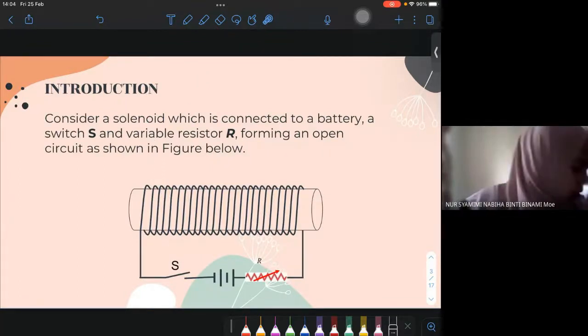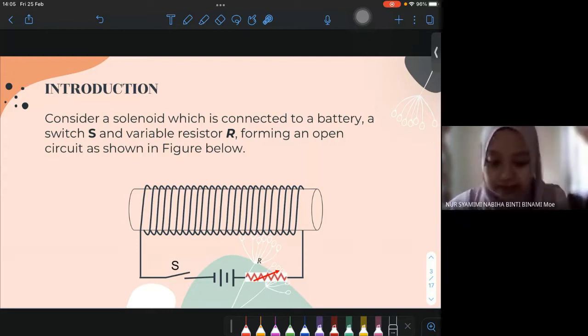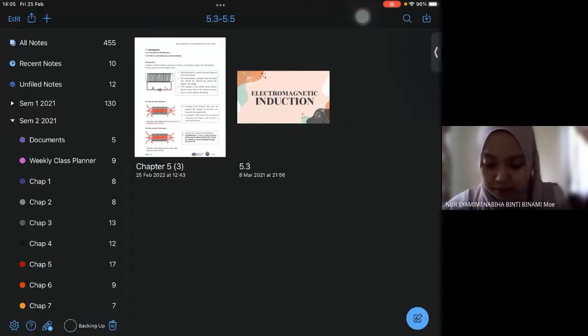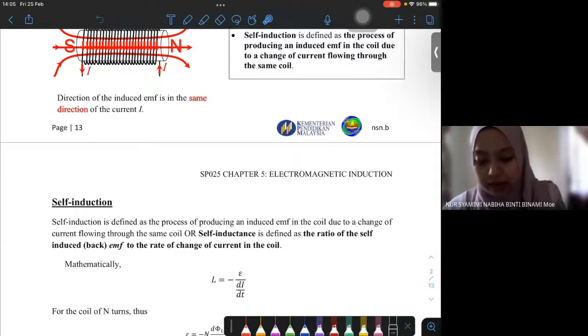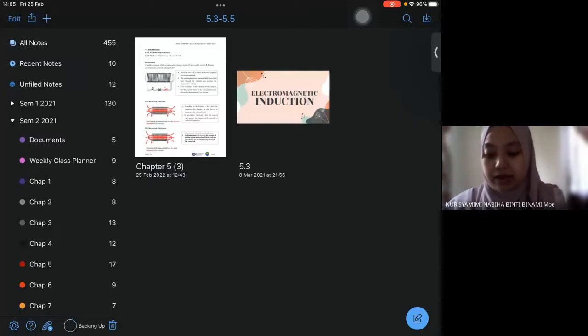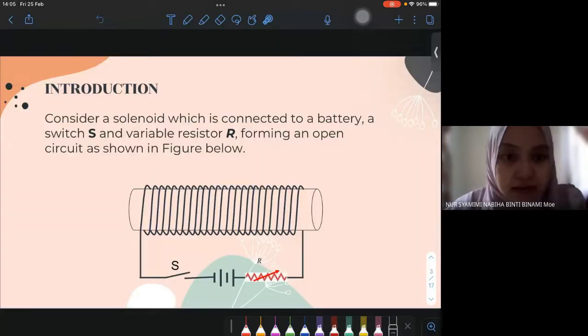Tengok nota kamu muka surat berapa? Self-inductance. Your notes page 13. So apakah self-inductance? From the introduction, you have a solenoid. Consider a solenoid which is connected to a battery, a switch S and a variable resistor forming an open circuit as shown in figure below.